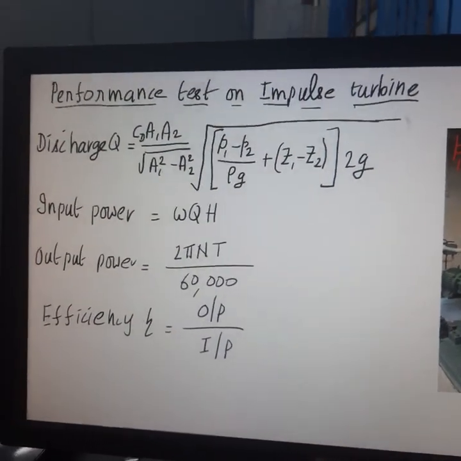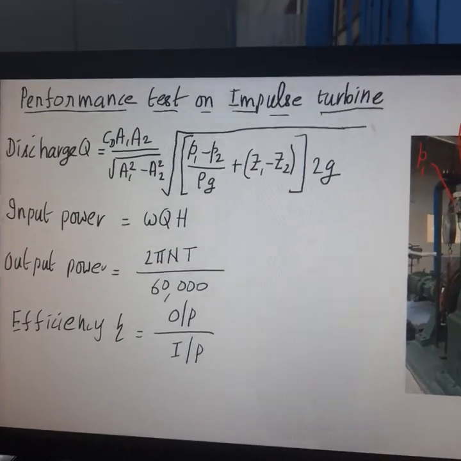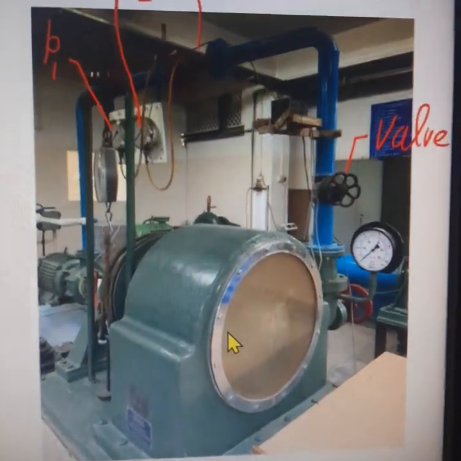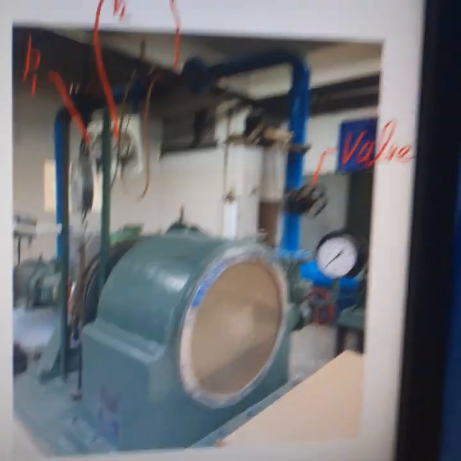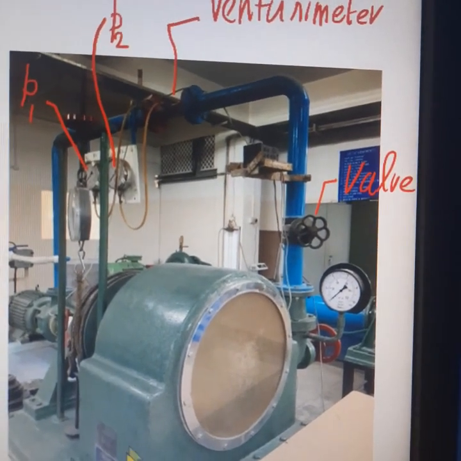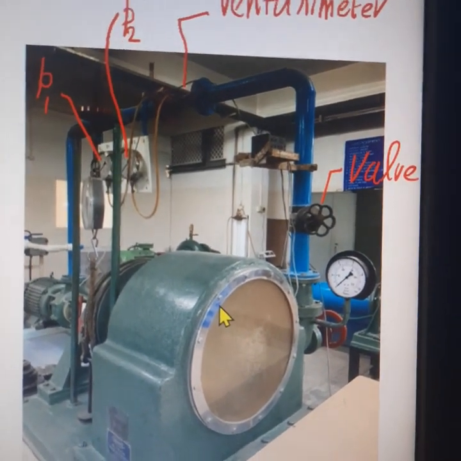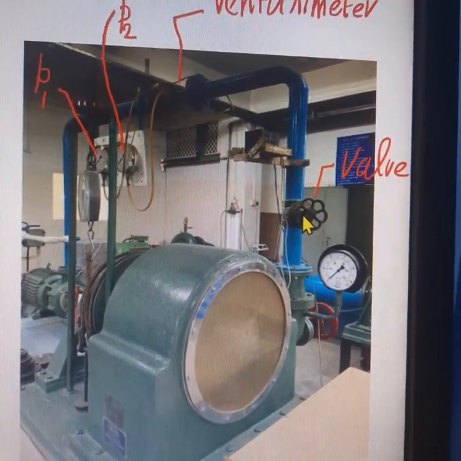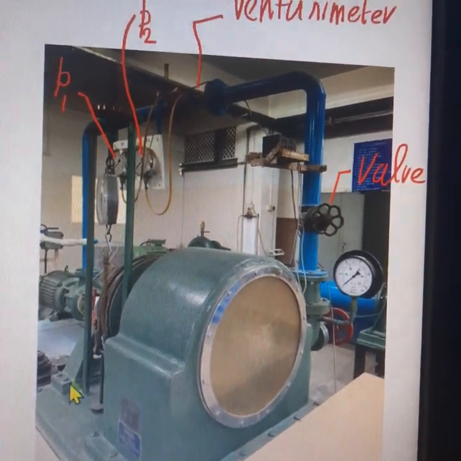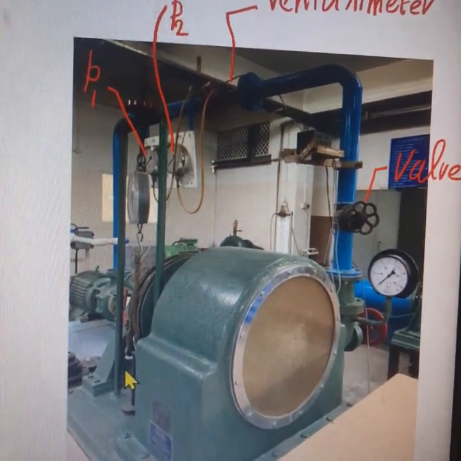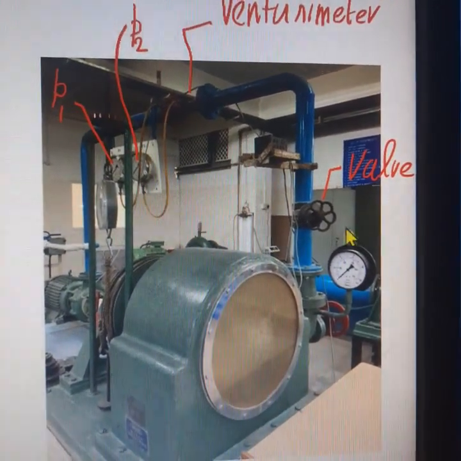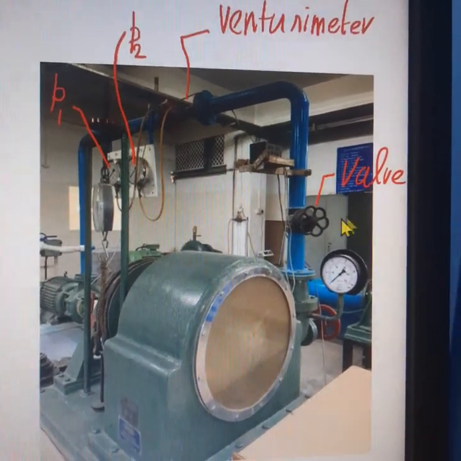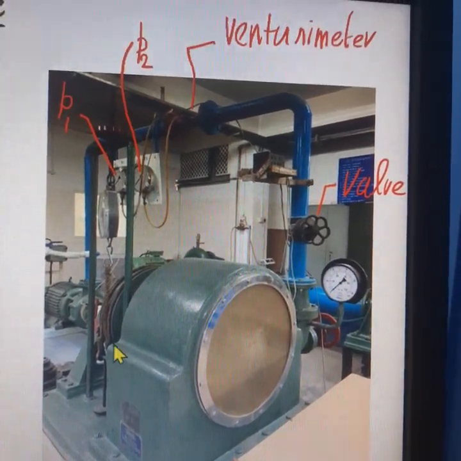We can also determine the performance characteristic of an impulse turbine. We can run the turbine under constant head as well as under constant speed. As I already told you, when you want to determine the constant head characteristic of the Pelton turbine, the valve position is not altered. As the load changes, the speed changes, and we have to record the speed. When you want to run the turbine to determine its constant speed characteristic curve, we have to change the valve to bring the speed of the turbine to its constant level.